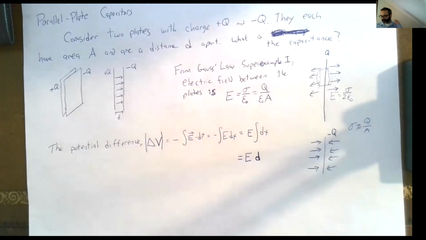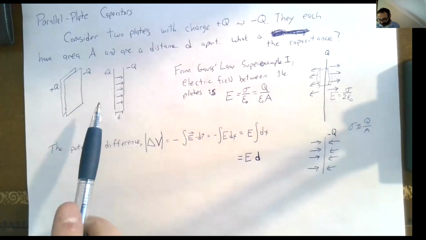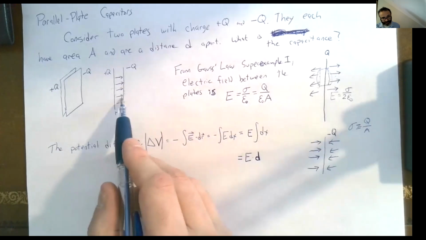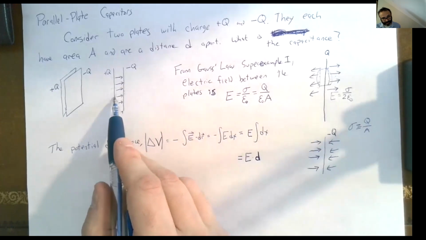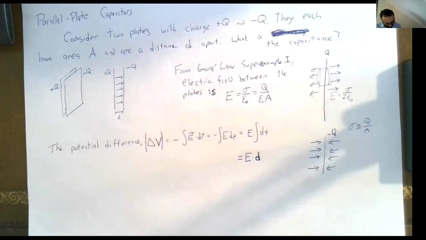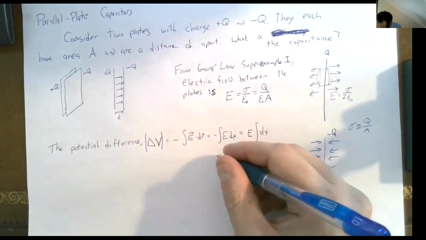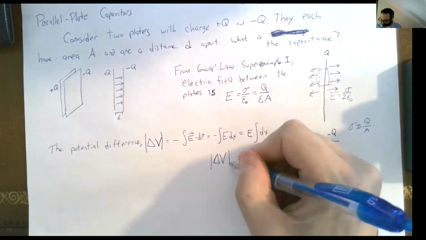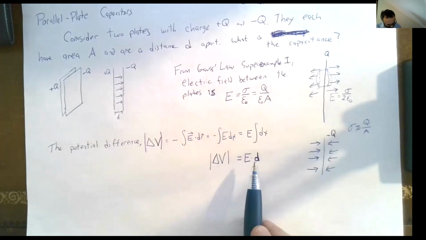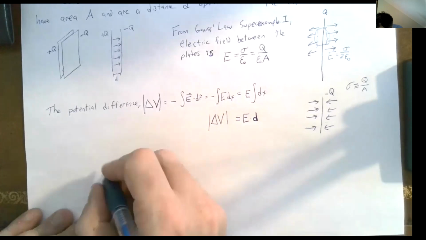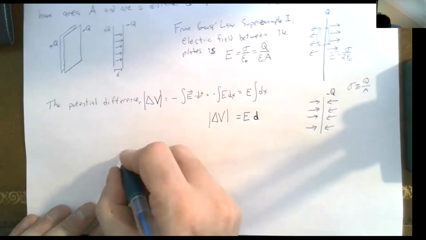We've gotten this expression before in simple cases where the electric field is uniform and in the same direction as the path we're integrating. So the potential difference is just E times d. Now we can quickly figure out what our capacitance is for any parallel plate capacitor.